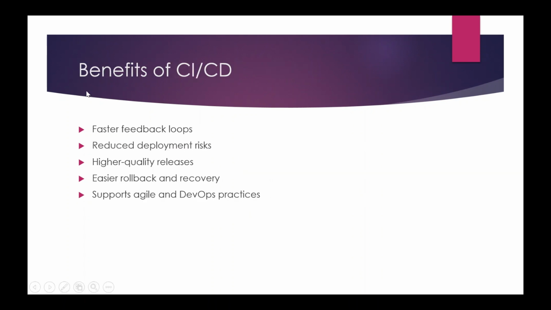These are some of the benefits of CI/CD. The first one is faster feedback loop. Since your release cycle is faster, you are able to release your software quickly because everything is automated. Your CI pipeline is building the code, running the test cases, and publishing the artifact. Your CD pipeline is downloading the artifact and deploying it to the multiple environments.